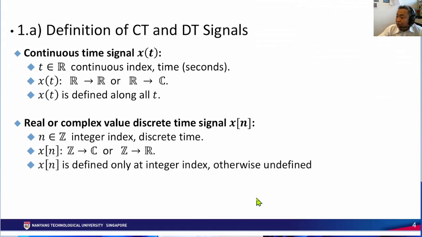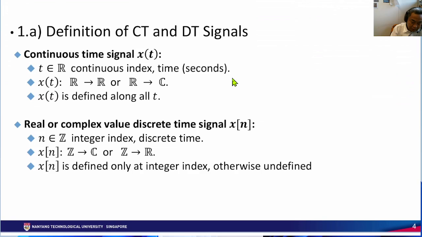This is page 4. We're going to define the continuous time and discrete time signals. For continuous time signals, we typically use little x to represent the sequence. The important thing to note is the index. t is real.